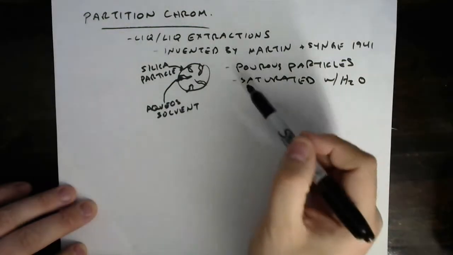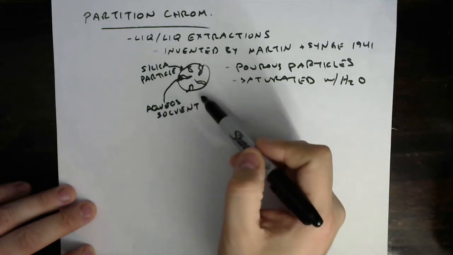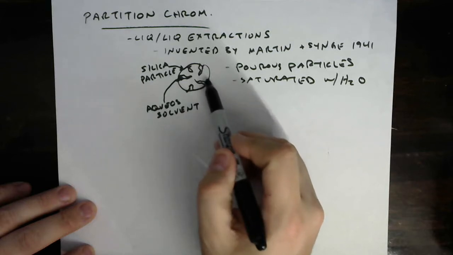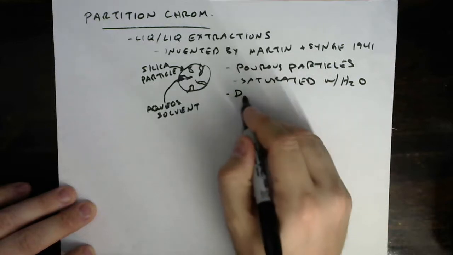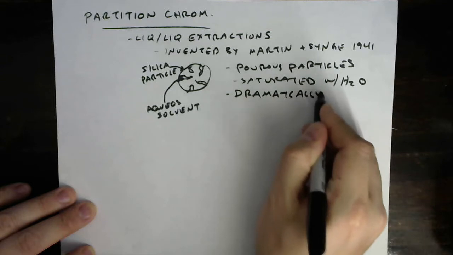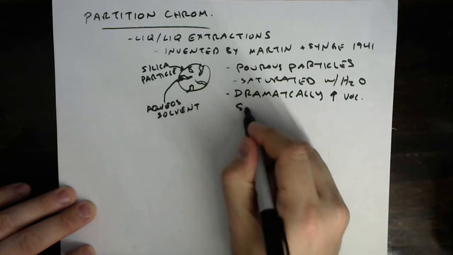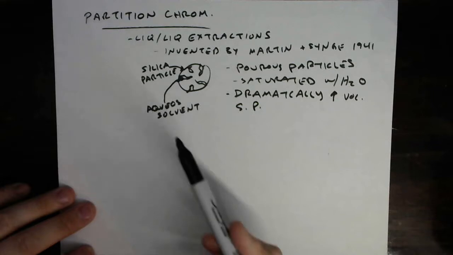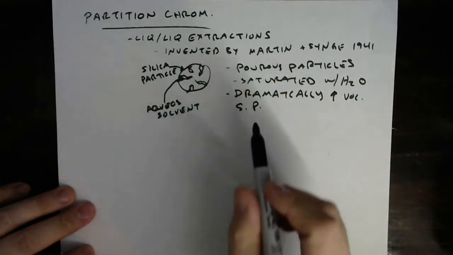And the trick here, as compared to adsorption chromatography, the thing that made this a better approach than just adsorption on the polar silica surface is that, well, two things. It dramatically increased the volume of the stationary phase. So if you fill these particles with solvent, it's essentially just more volume for things to partition into than in adsorption chromatography, when stuff just sticks on the surface.